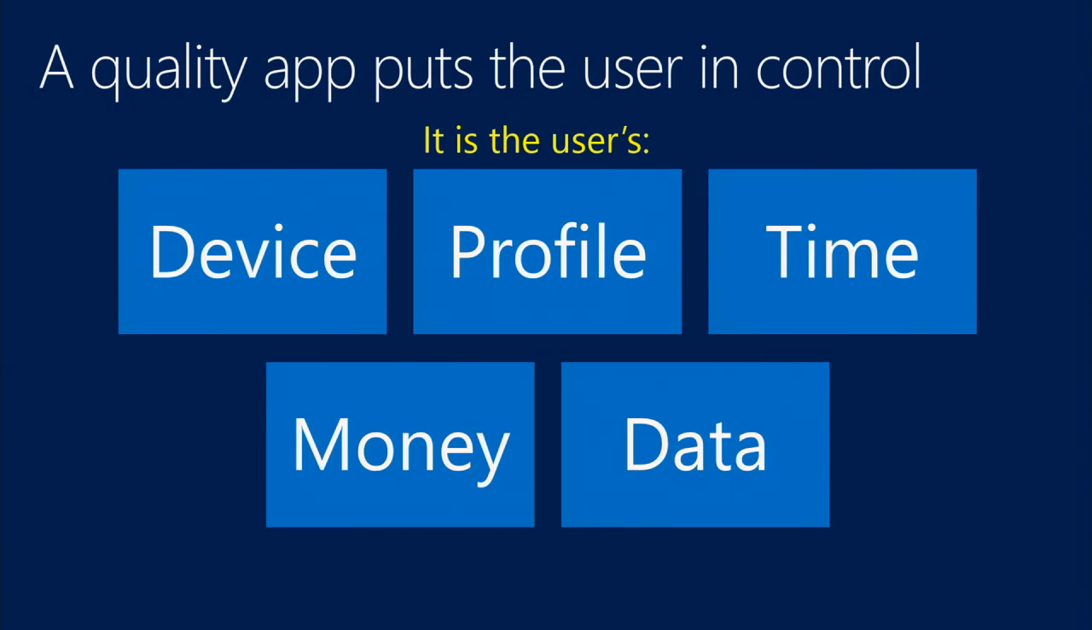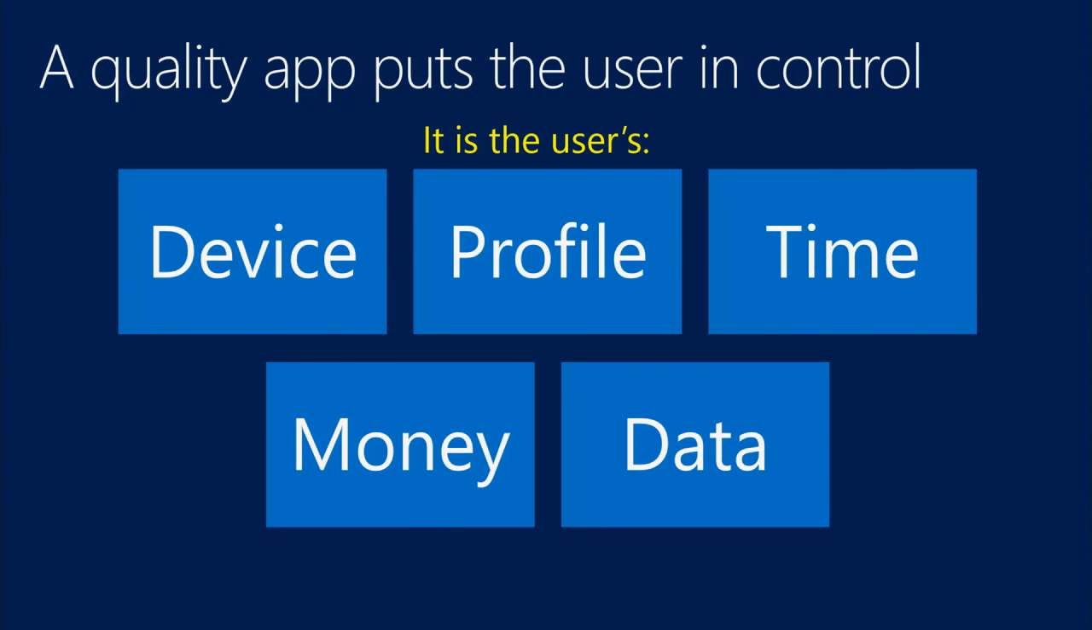It's their time. It's their time downloading the app. It's their time using the app. It's potentially the user's money, just the bandwidth for the app itself, or whether or not that's the purchase of the app, right? And it's the user's data. So you want to be very respectful of these things. You want to allow the user to control all of that.